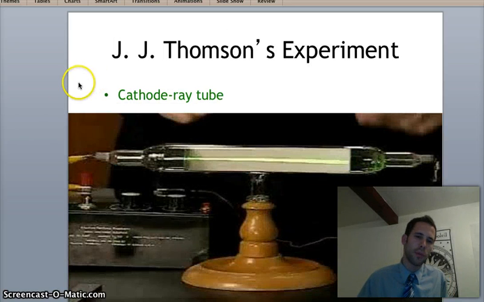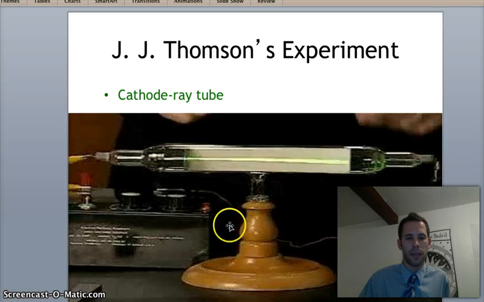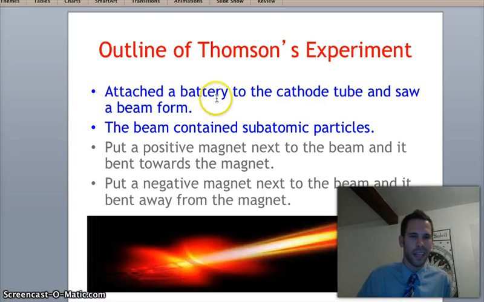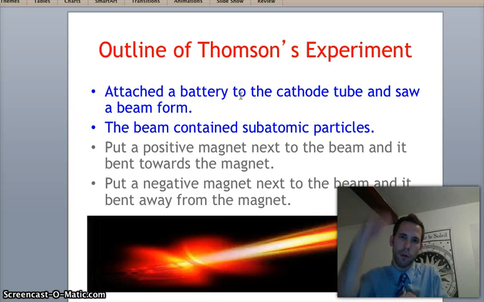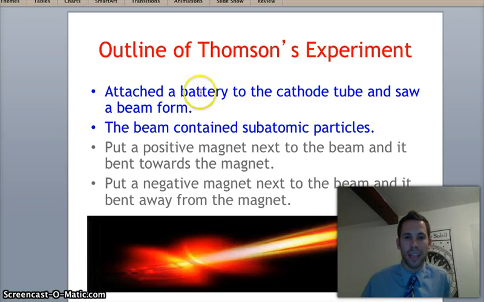So Thomson took that into his experiment, the cathode ray tube. This right here is the cathode ray tube. He hooked up a battery to a big tube and it shot a beam right through the middle. Now, he didn't know what that beam was made out of, so he had a clever little thing that he did. He ran a voltage through the cathode ray tube and saw the beam form.